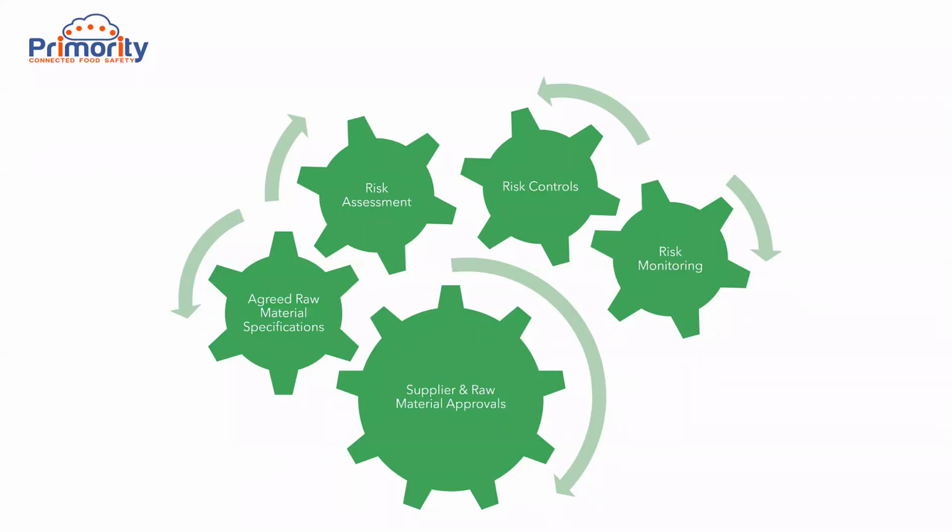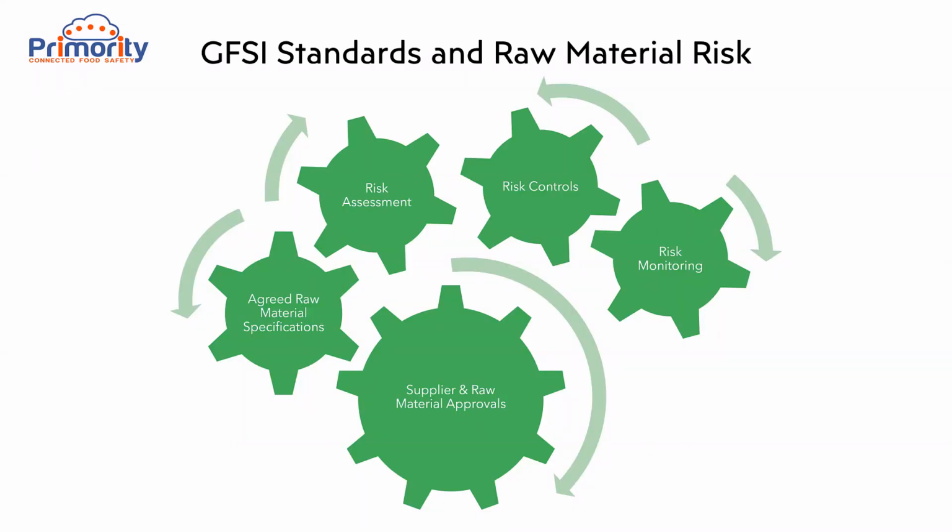So the GFSI side of things has got a lot about raw material risk built into the standards, whether it's BRCGS or ISO 22000 or FSSC 22000, SQF, etc. They all have clauses and so on in there around supplier and raw material approvals, agreed raw material specifications, and risk assessment.